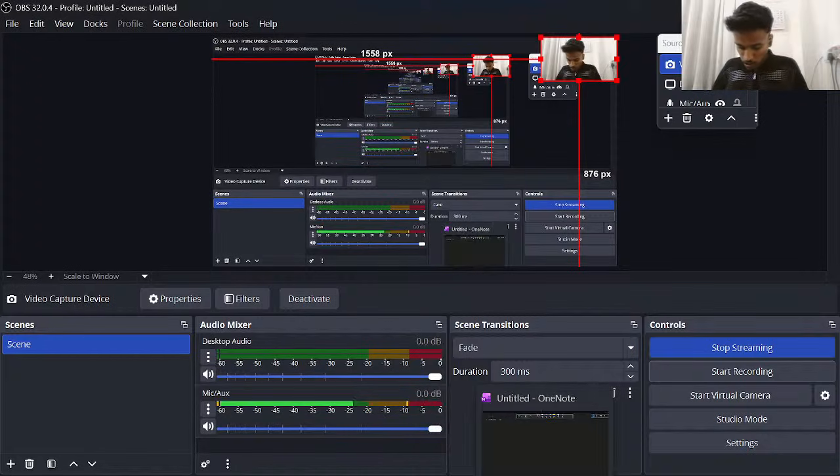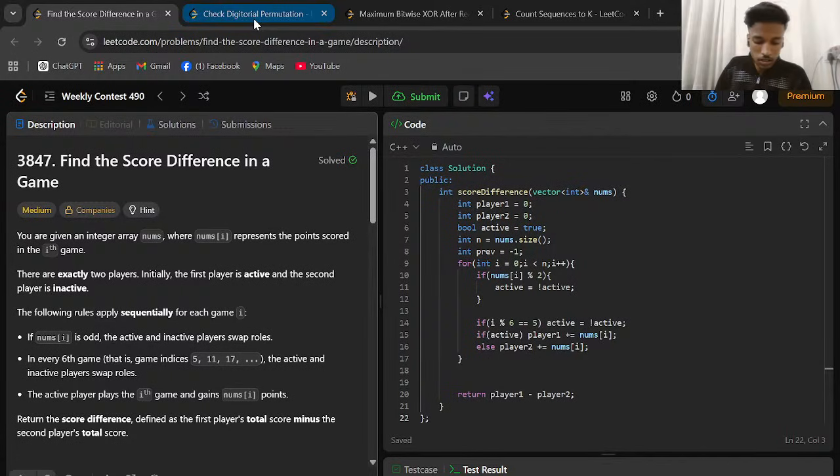Hello everyone. Today we are going to discuss the questions in the LeetCode Contest 490. It was the weekly contest. So, let's start. What was the first question?